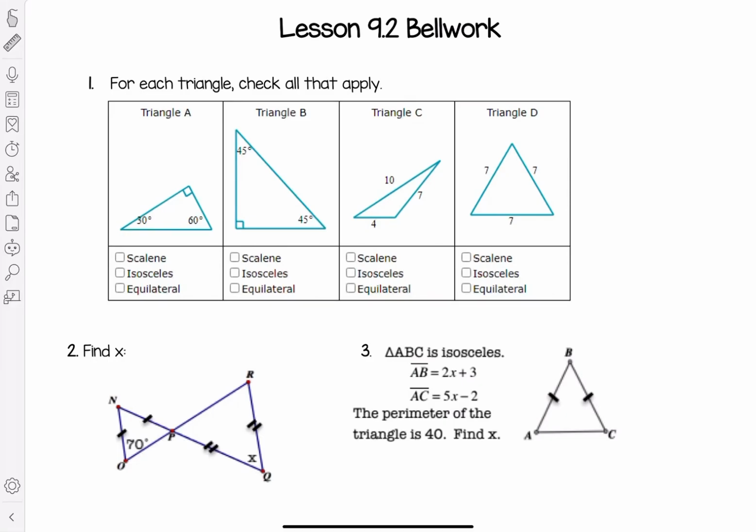All right, so we're going to start 9.2 today. If you haven't already, take a moment to do the bell work. Please hit pause and try the bell work on your own. All right, so hopefully you took that moment to try this on your own.